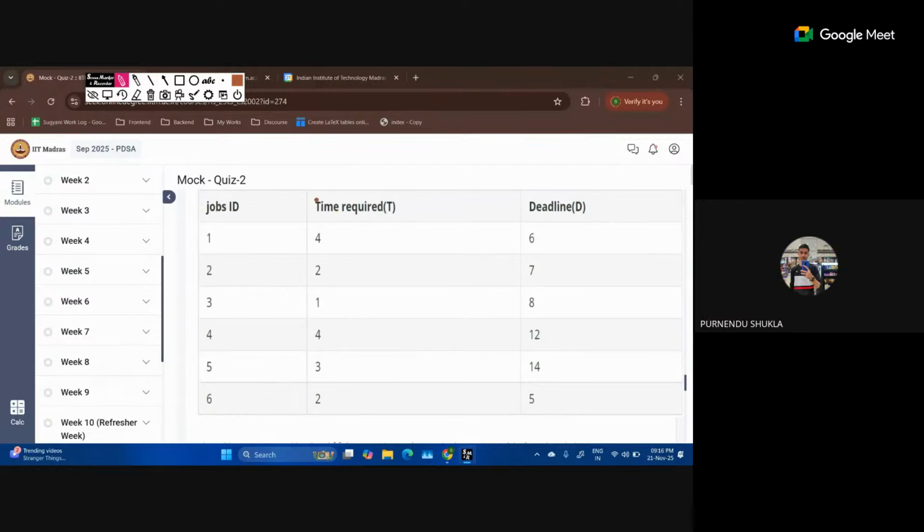So let's sort the job IDs. First of all, we will have job number 6, then job number 1, then job number 2, job number 3, job number 4, job number 5.